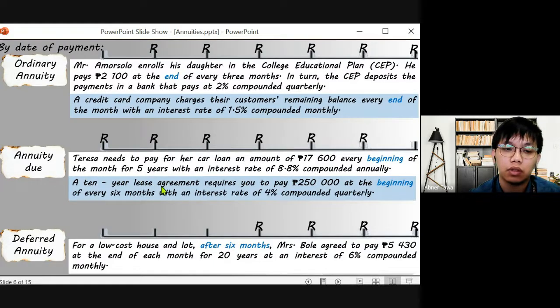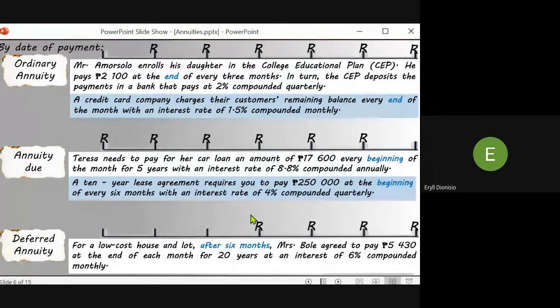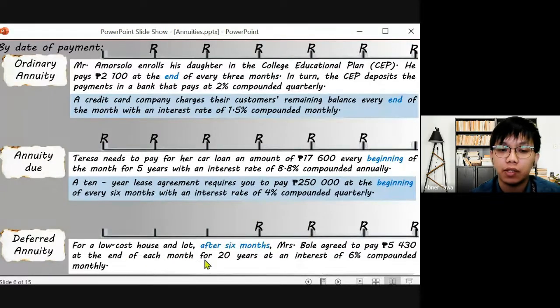Next, let's have the example for deferred annuity. For a low-cost house and lot, after 6 months, Mrs. Bowl agreed to pay 5,430 pesos at the end of each month for 20 years at an interest of 6% compounded monthly. So we have here an example of deferred annuity. If you observe, the payment interval is every month for 20 years.